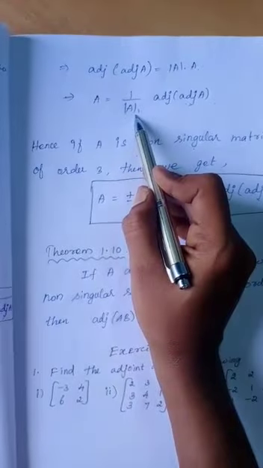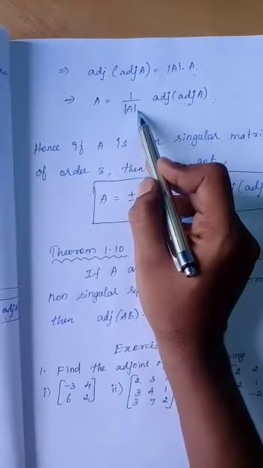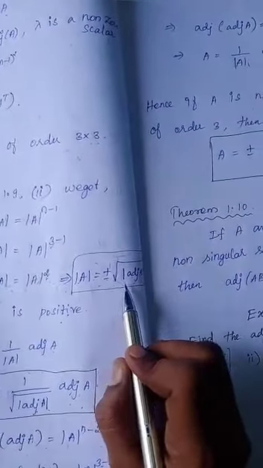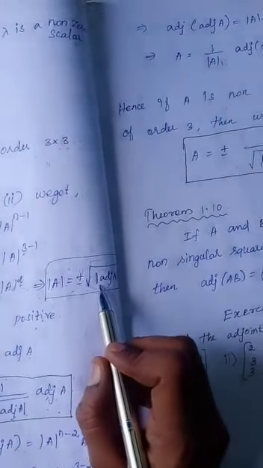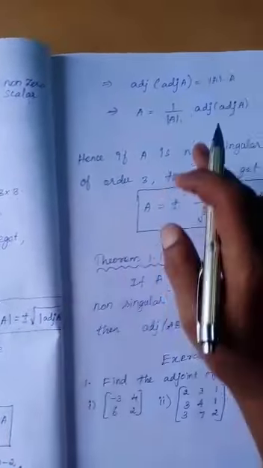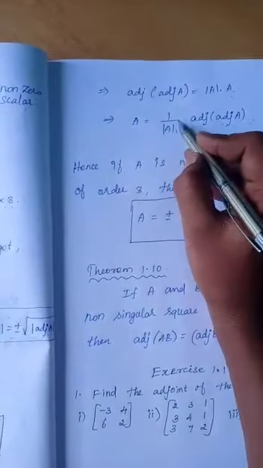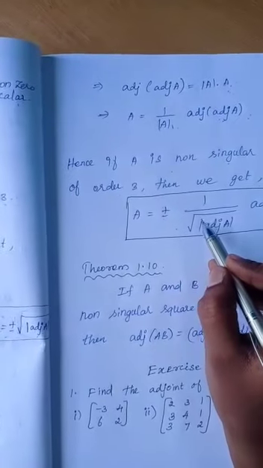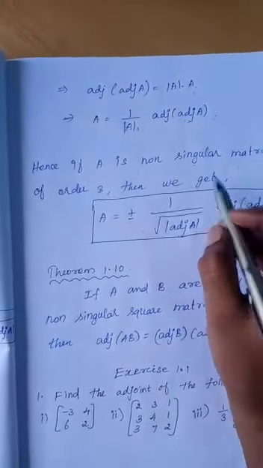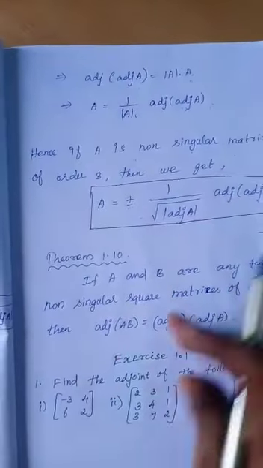Here the determinant of A is here. Already we found the determinant A value is plus or minus root of determinant of adjoint A. We are applying this result in this place. So 1 divided by root of determinant of adjoint A into adjoint of adjoint A.